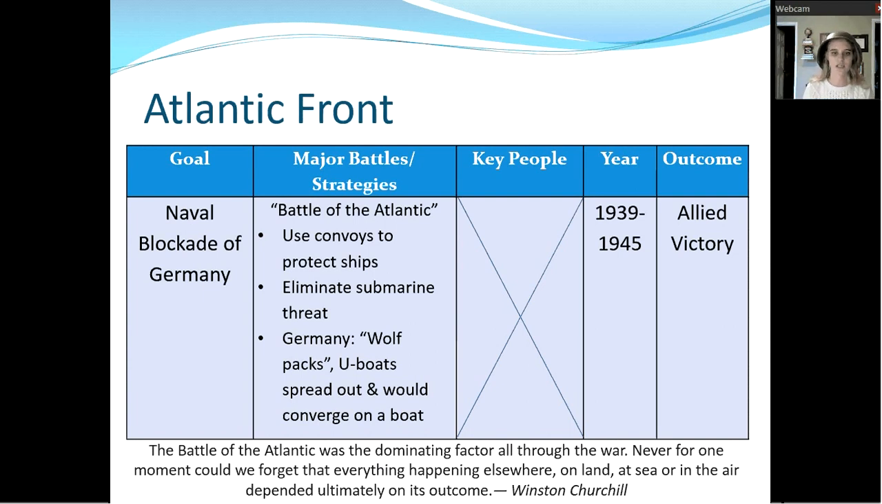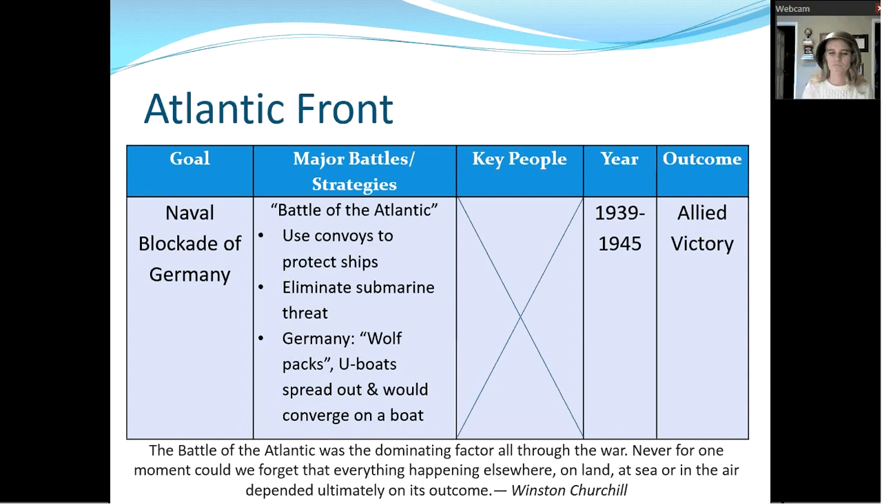The idea also here is to eliminate the threat of submarine warfare. This had become a really dangerous form of warfare. Now Germany, what they were doing is something called the German wolf packs. You can think about the way that wolves hunt, right? The U-boats or the submarines would be underwater, and they would spread out. And if they found a boat that they wanted to attack, they would radio the other German U-boats and say, hey guys, you need to come to these coordinates. And all of the U-boats would converge on that one spot. And so suddenly you've got all these submarines converging in one spot and attacking this one ship, which made it really hard.